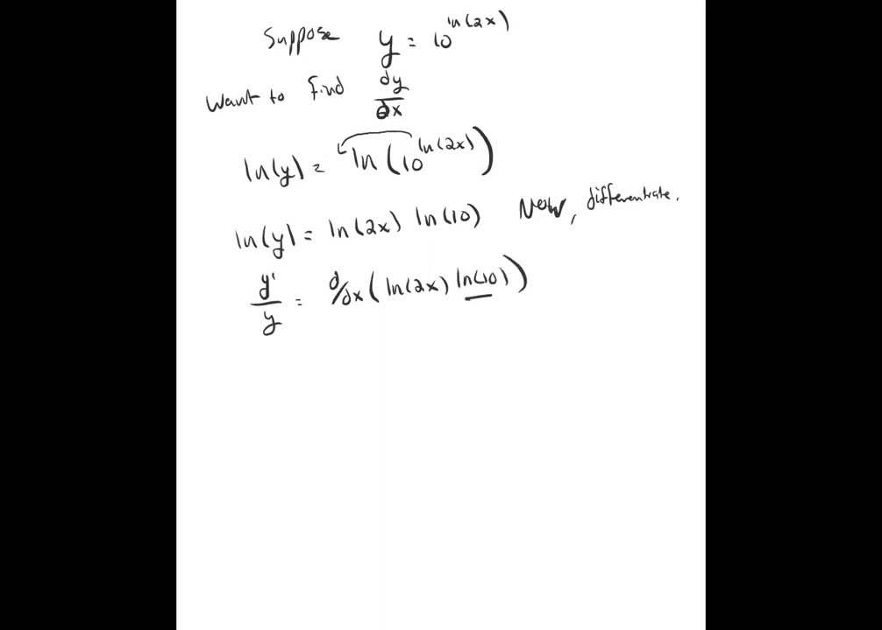Okay, log of 10 is just a constant, which means that it can slide out in front of the derivative here. So we have y prime over y is log of 10 times, now we're ready to differentiate the log of 2x. But again, that's 1 over 2x times the derivative of 2x with respect to x is 2, and we get a cancellation. So we have that y prime over y is log of 10 over x.